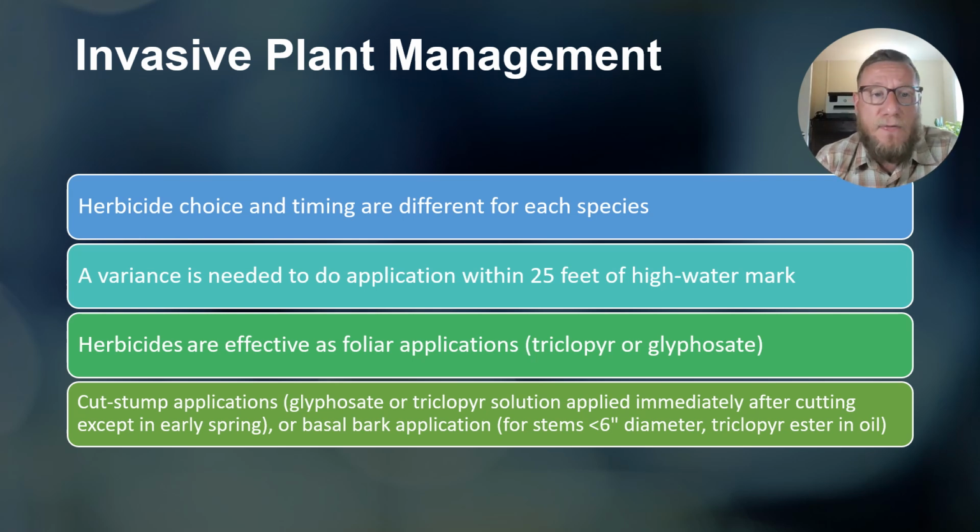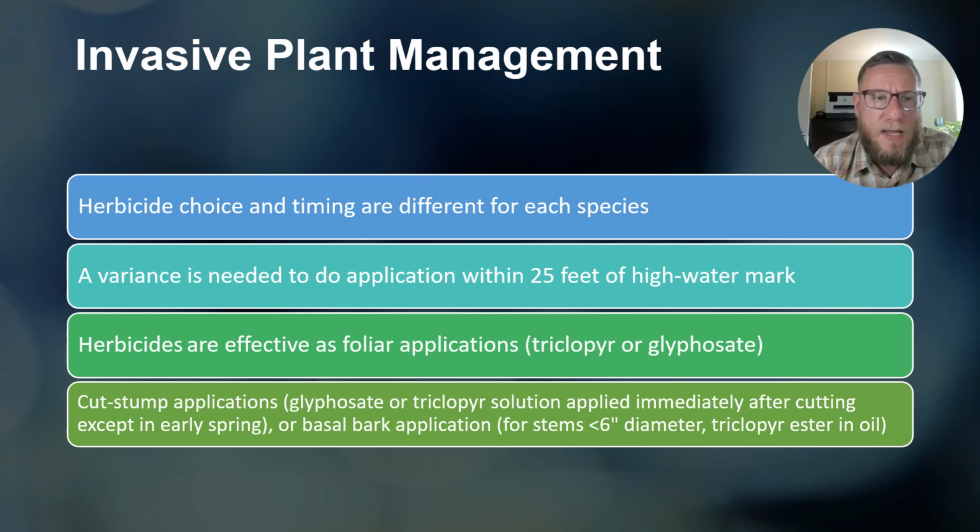We also really have to consider water. So a variance is often needed to do any broadcast application within 25 feet of a high water mark. We can do some treatments within that 25 feet if it's very targeted, maybe cut stump treatments, small amounts of non-powered broadcast spraying. But again, consult with a licensed applicator.